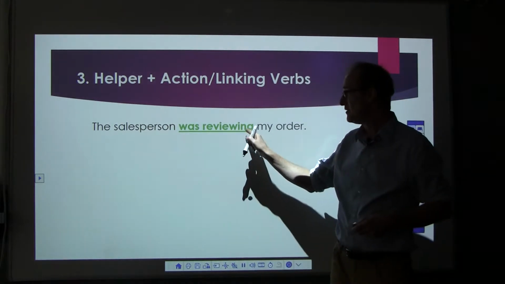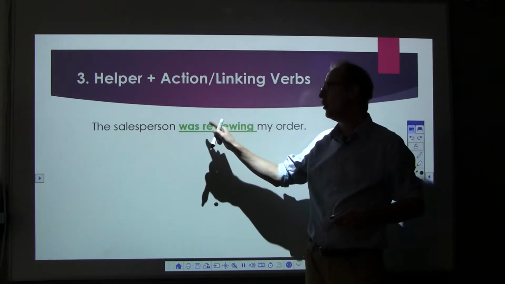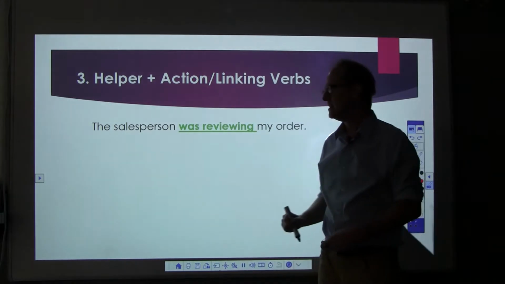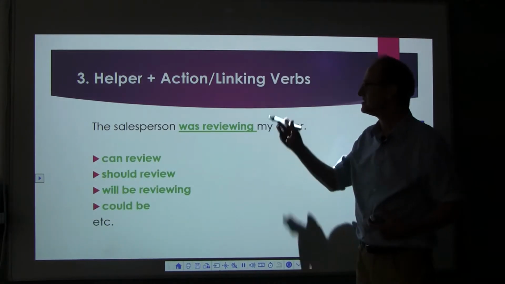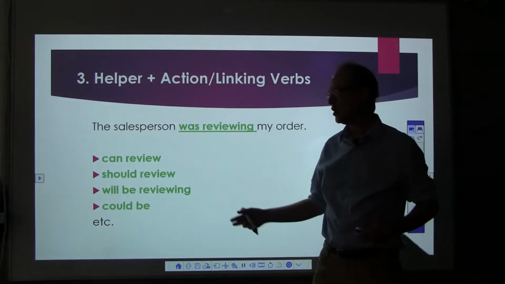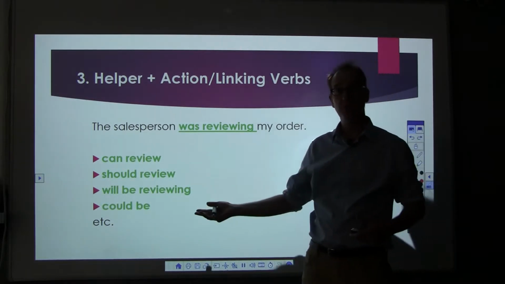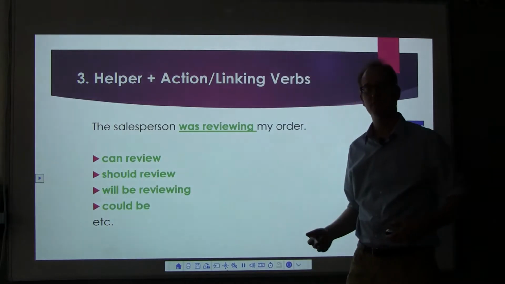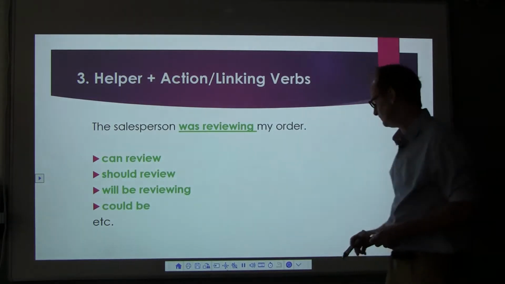Note that when you have an ing verb, it always has to have a helper. Some more examples of helpers plus an action or linking: can review, should review, will be reviewing, could be. These all could be the main verb of a sentence. There's many, many more.